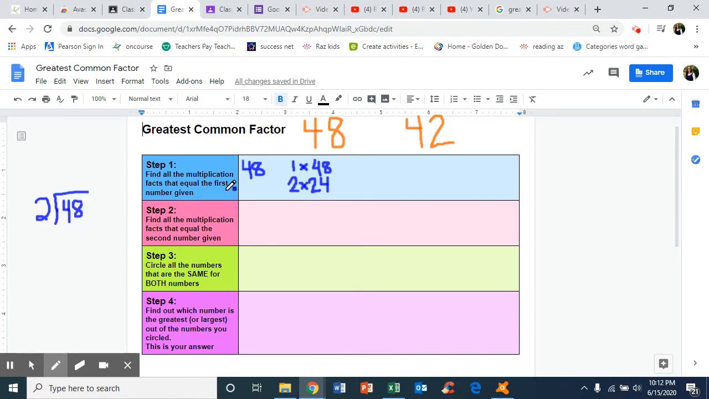So now we would move on to 3. 3 times 18. 4. And now this one is a basic math fact. We know that 4 times 12 is 48.